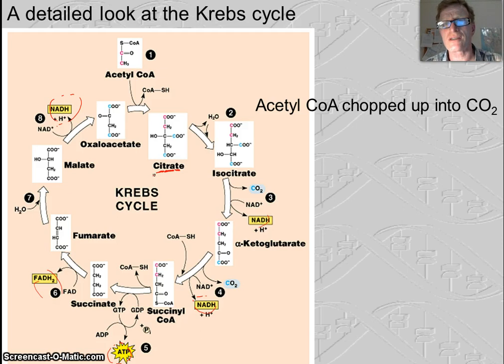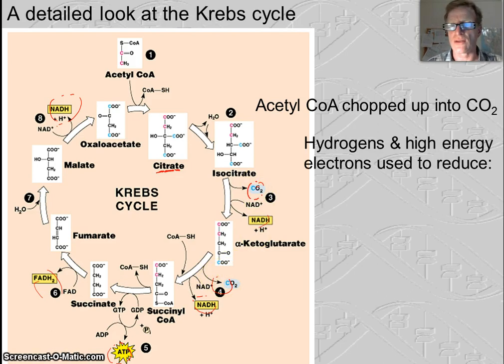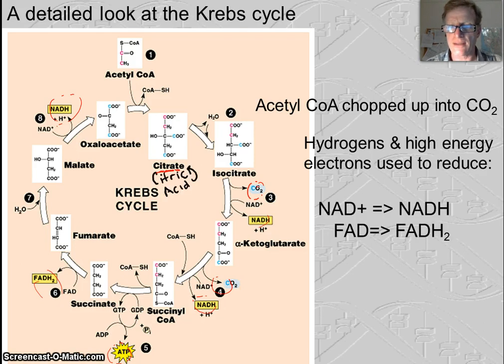So again, just to summarize this, acetyl-CoA is chopped up into carbon dioxide. You can see the CO2s coming out here, and the hydrogens are being used to reduce NAD into NADH, and again, the citrate is also called citric acid. So sometimes this cycle is called the citric acid cycle because of one of the intermediates there. Okay, but you don't need to know all of these details in this cycle. Just basically that we're chopping up a 2-carbon molecule into carbon dioxide, and we're using the energy-rich reduced hydrogens to reduce NAD and FAD into high-energy reduced forms of them.